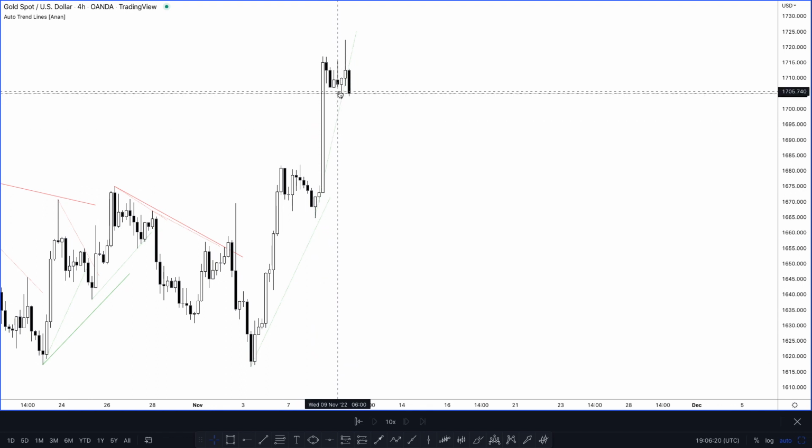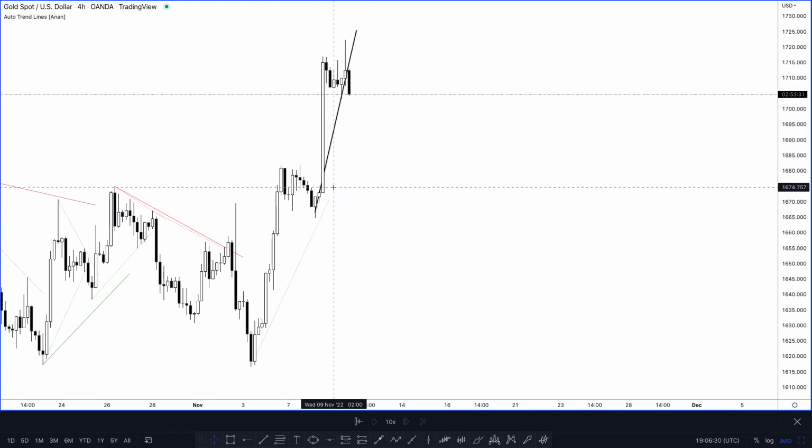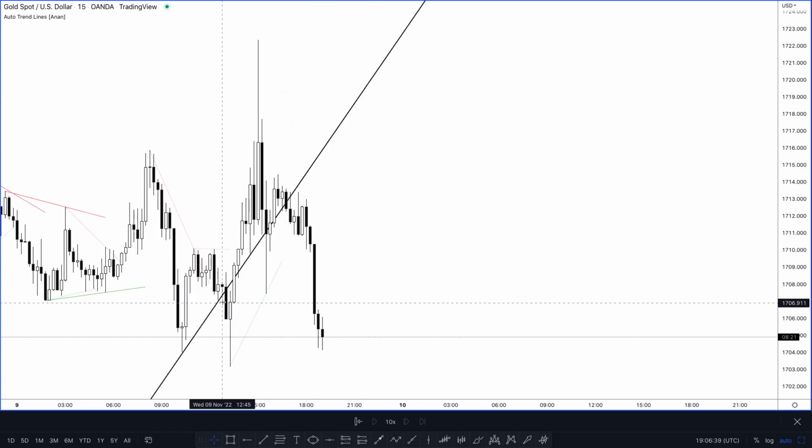How would you have been able to catch this sell setup on gold right now? I just want to go and draw my trend line over here, and as soon as I draw my trend line from here to here, which is just covering where the 4-hour automatic trend line actually is, and when I'm on the 15-minute time frame, we can already see what's happening here.